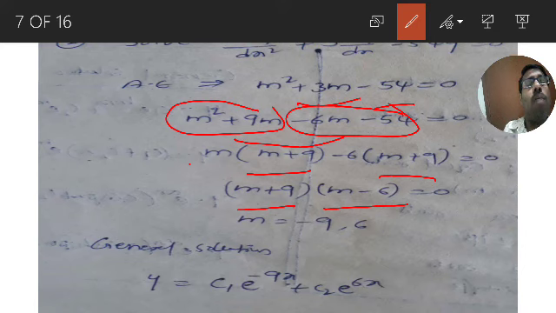M is equal to minus 9 and m is equal to 6. So again, the roots are real and different. Then again the first case. What is the general solution? Y is equal to c1 into e power of minus 9x plus c2 into e power of 6x. Vice versa, if you write 6 first and then minus 9, then also no problem.